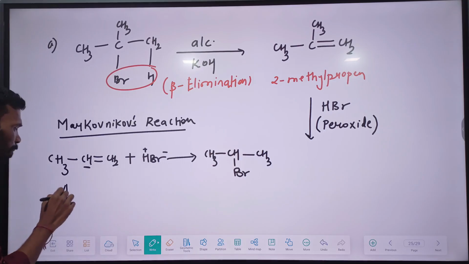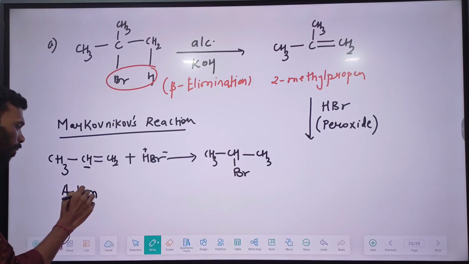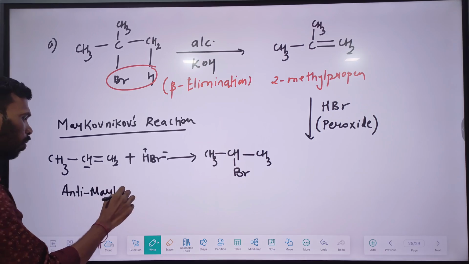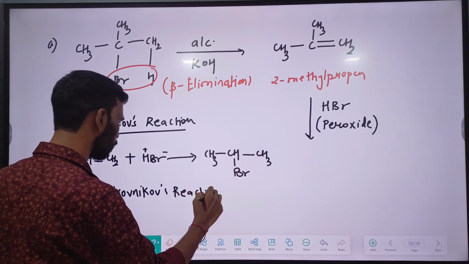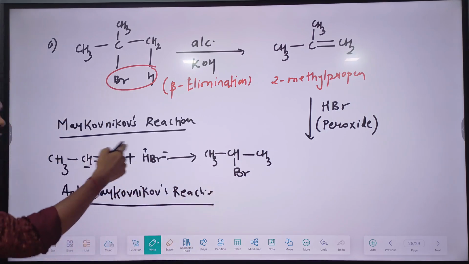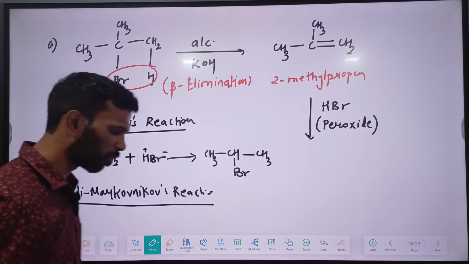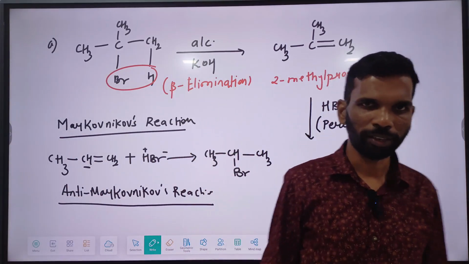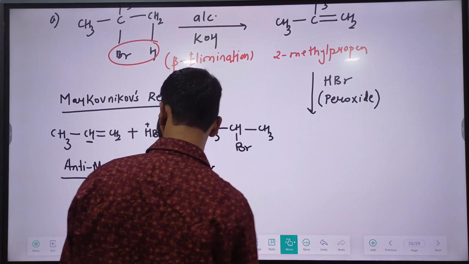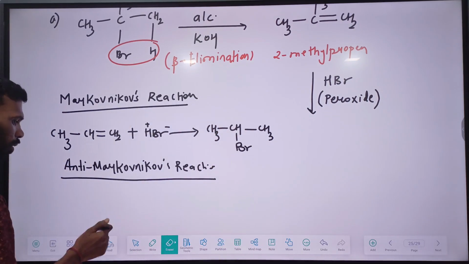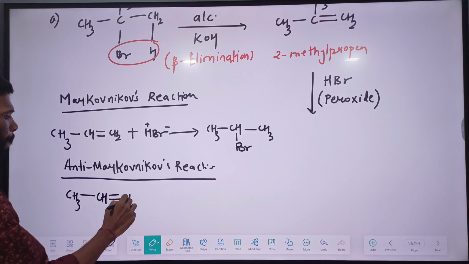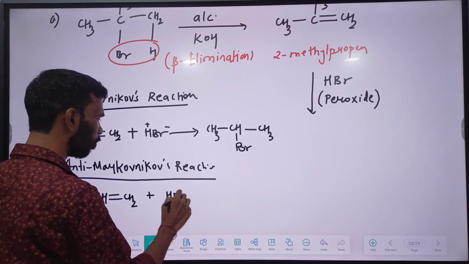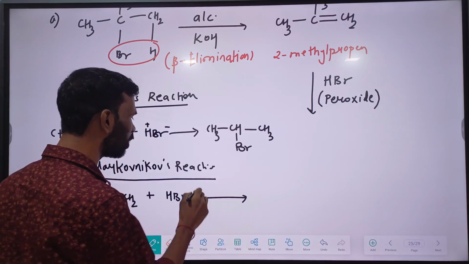And there is anti-Markovnikov's addition, which is the opposite of what I just said. Just Google the statement, you will understand. So if this is there, you have a similar alkene and HBr. For anti-Markovnikov's, what is very important is peroxide.